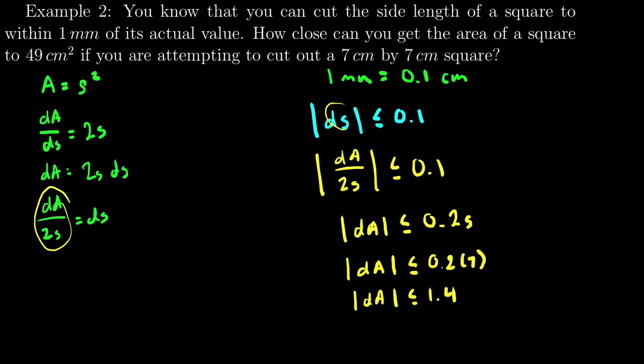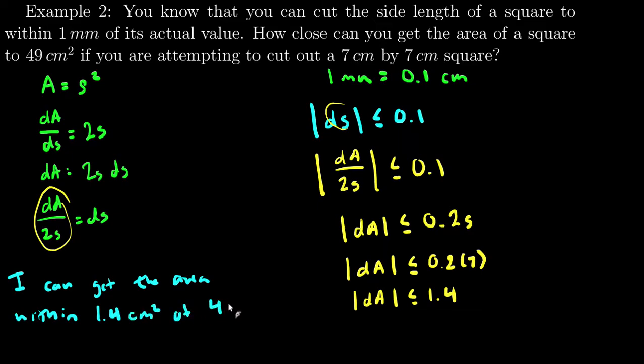If I can cut the length of the side of the square within 1 millimeter of its actual value in this case, then I can get the area within 1.4, and I'm dealing in centimeters here, squared centimeters of 49 square centimeters. So this is how far off my area could possibly be.